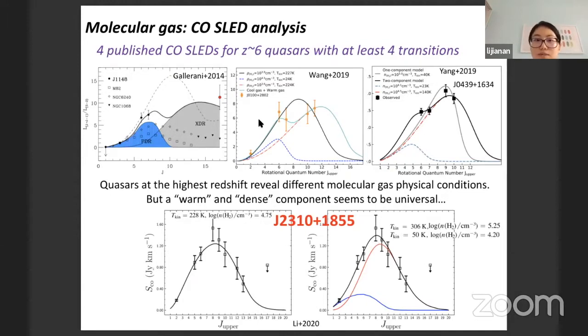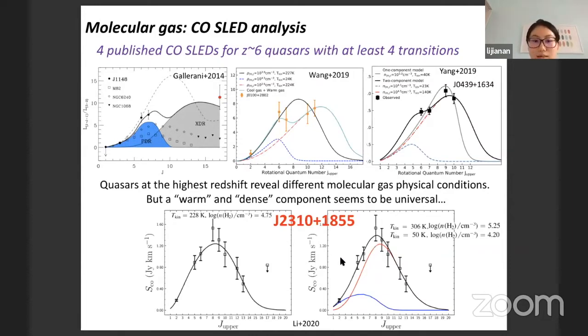The above 3 panels are results from previous work, and this is our result for this J2310 quasar. If we use one gas component to fit the data, we get a warm and dense gas component with a temperature of around 228 Kelvin and a molecular hydrogen density of 10 to the 4.75 per cubic centimeter. If we use 2 components to fit the data, we get a cold component in blue with a temperature of 50 Kelvin and a warm component with a temperature of around 300 Kelvin. We find that all these different quasars with CO SLED detections have different shapes of the CO SLED, but it seems there is a universal warm and dense component which dominates at the high-J CO transitions.